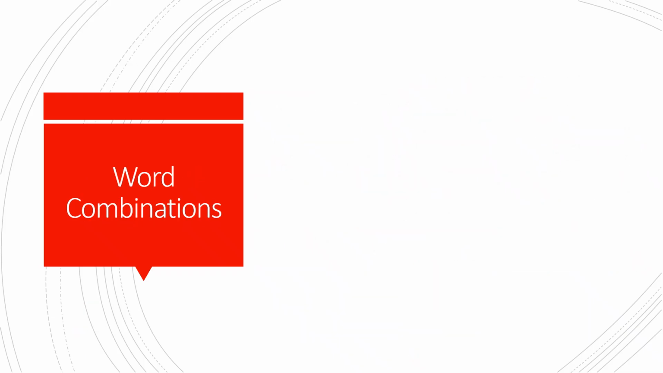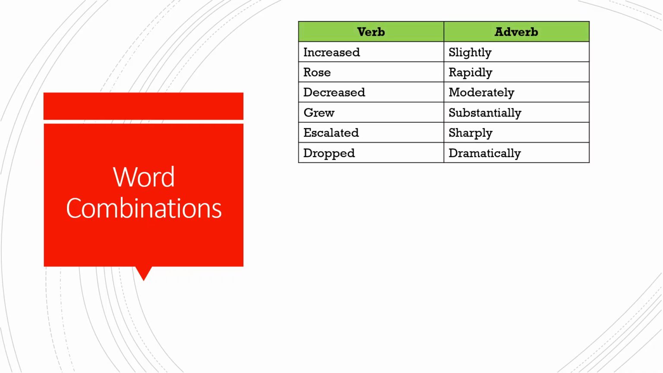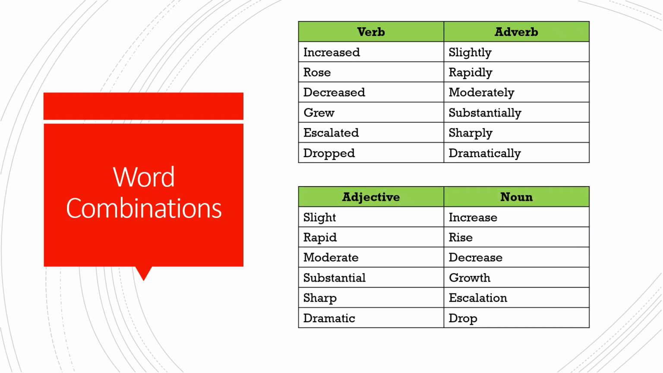So let's see what kind of word combinations. The first we have used is the verb and adverb combination: increased slightly, rose rapidly, decreased moderately, grew substantially, escalated sharply, or dropped dramatically. The same combination can also be used with the adjective and noun combination. Let's see how we can mold them according to our own need. Increased slightly can be changed into slight increase. Rose rapidly can be changed into rapid rise. And similarly, moderate increase, decrease, or substantial growth, sharp escalation, or dramatic drop.